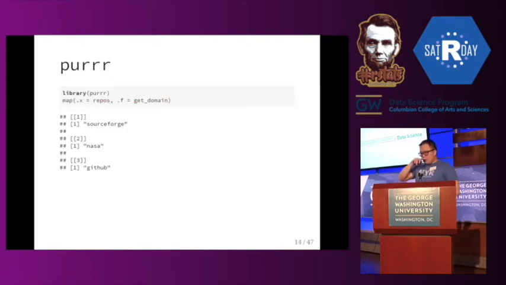But the tidyverse has this library called purrr, or pure R. And there's this function called map. And map runs just like the apply family of functions. You give it a .x, which is like those repos values that we want, and .f, which is the function that you want. So you can see here that when we call map repos and get domain, we get those domain values back.